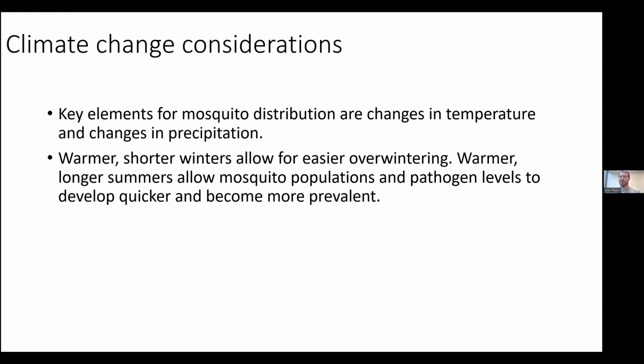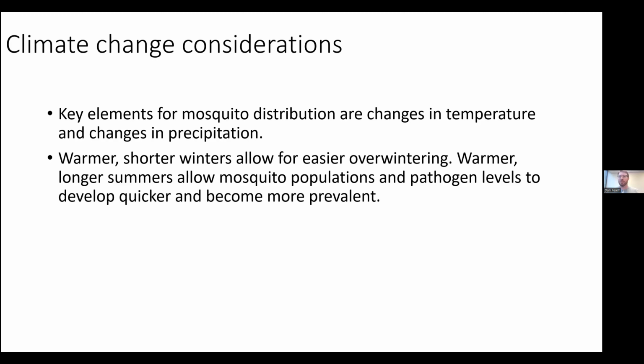Also, warmer summers. Well, if it's warmer for longer, species like Anopheles, Culex and Culiseta should be able to build up their populations quicker, but also to higher levels because it's warmer for longer. And this will also affect pathogen transmission rates because you'll hit those intrinsic incubation thresholds quicker or with more consistency.